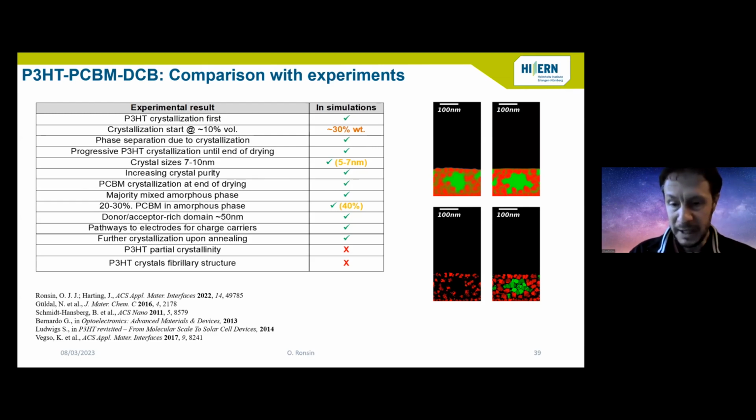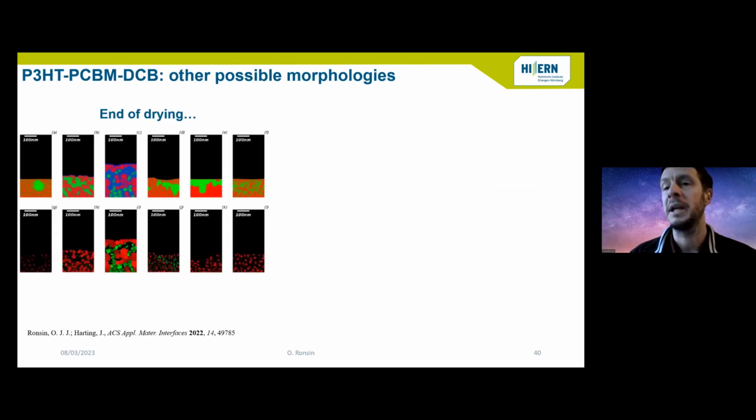Okay, this was validation. And of course, now what we can do with this is play with the model to see how we can tune the morphology. So here I varied some parameters of the model to show you that we can have different outcomes already at the end of the drying. Once again, you see the volume fraction fields on top and the crystallinity on the bottom.